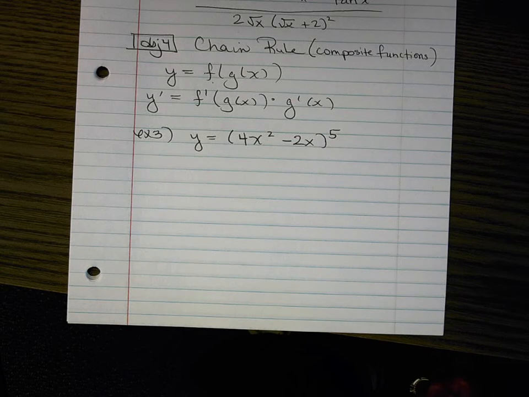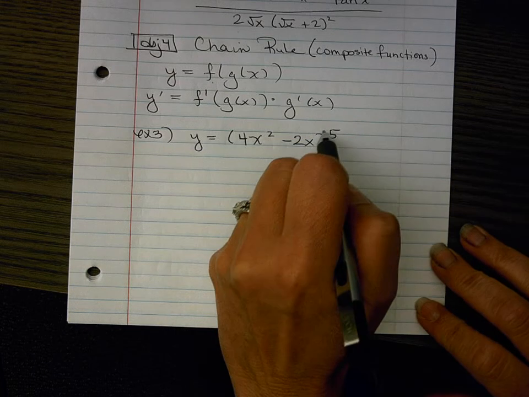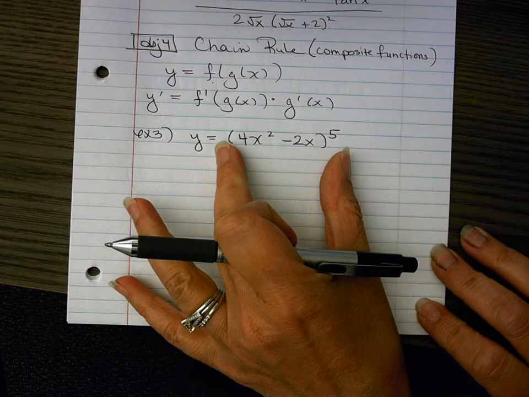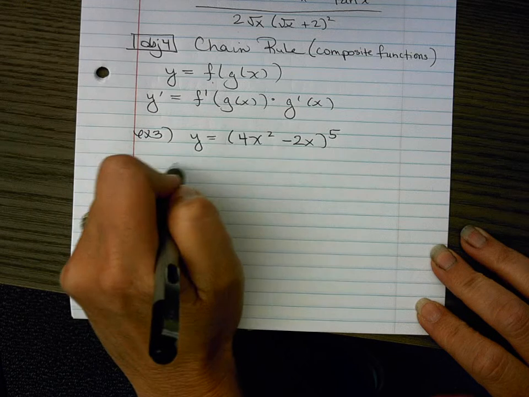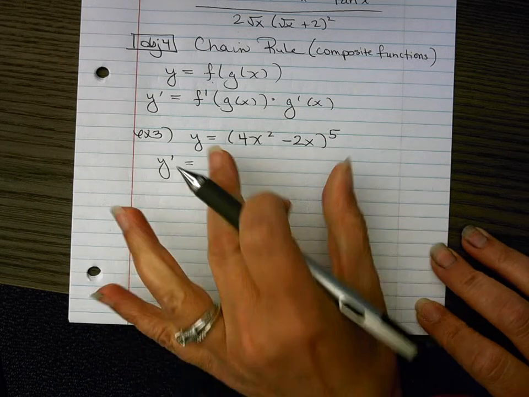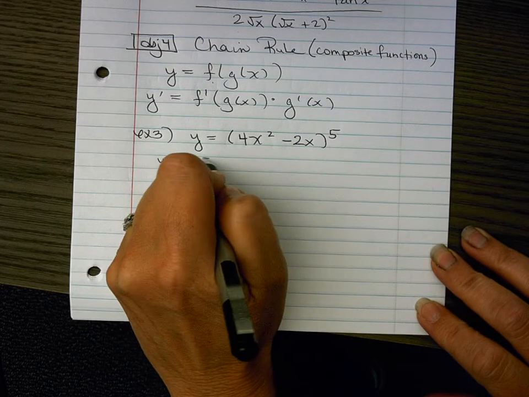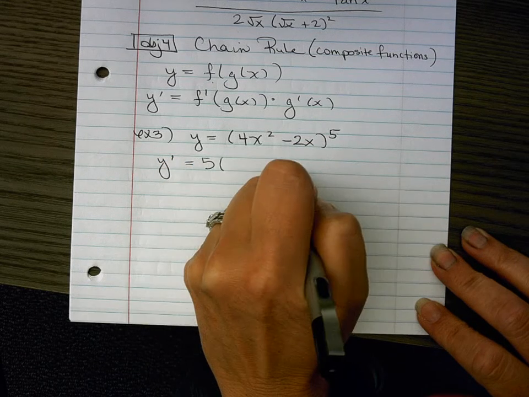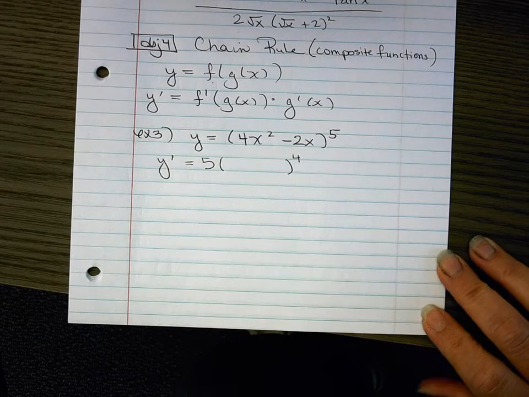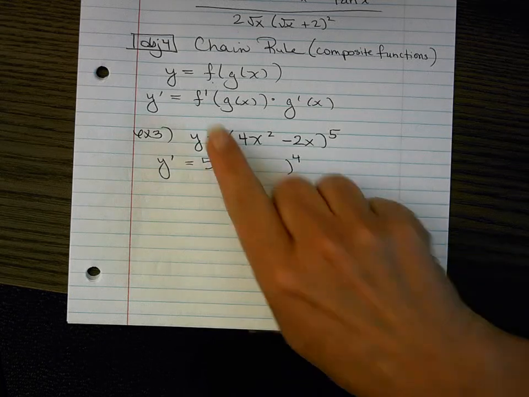and always start with the outside. So order matters on chain rule, always start with the outside. So I'm going to take the power of 5, because it's on the outside of that group, right? Power on the outside of the group, so y prime. So start on the outside group. So that would be pull down the 5, and then we know we're going to reduce the power by 1 to 4, right? So what we just did was the f prime.